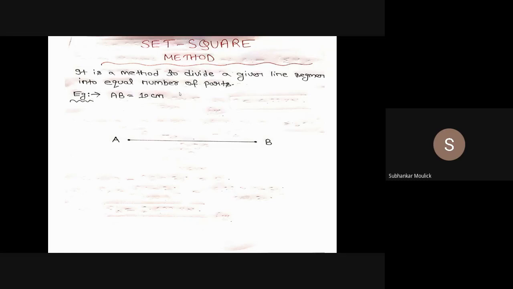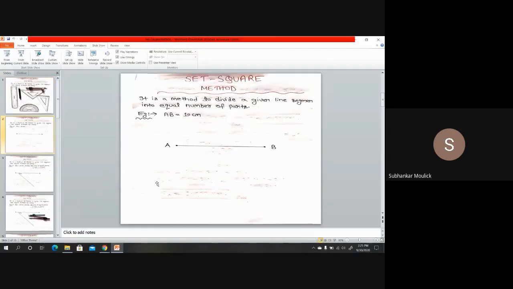Okay. So far, whatever I have discussed, it is clear to all of you. Yes, sir. So the very first step is, let us draw the given line segment which I need to divide into equal number of parts. The given line segment is AB whose length is 10 centimeters. So with the help of scale, I will draw this line segment.